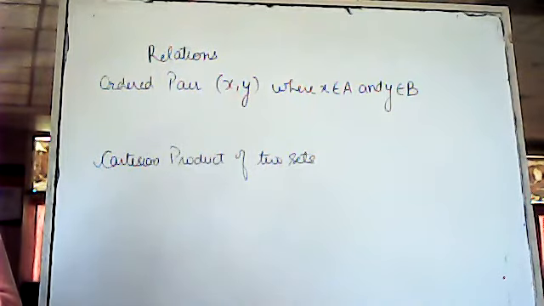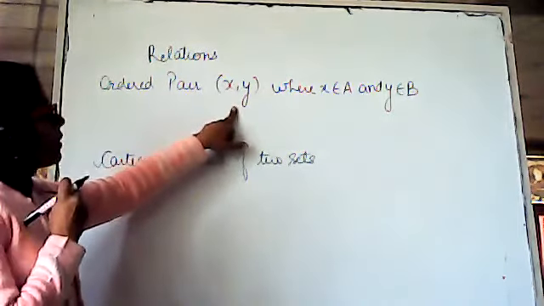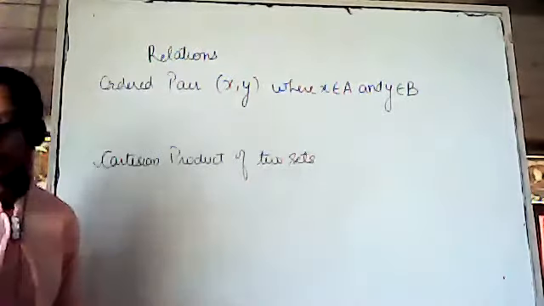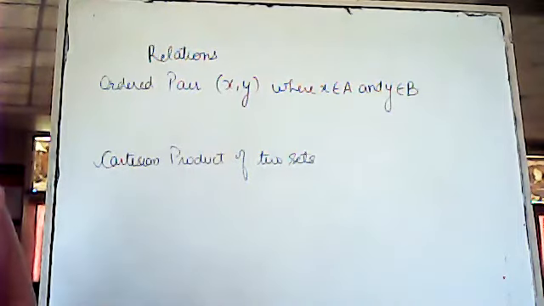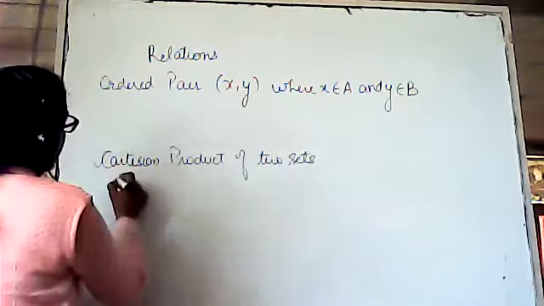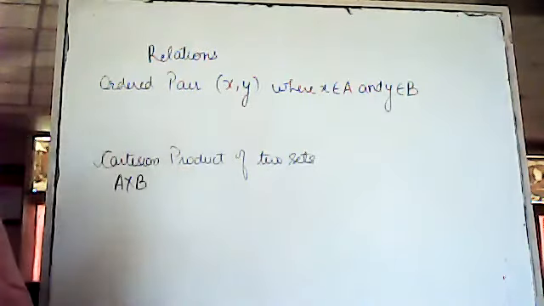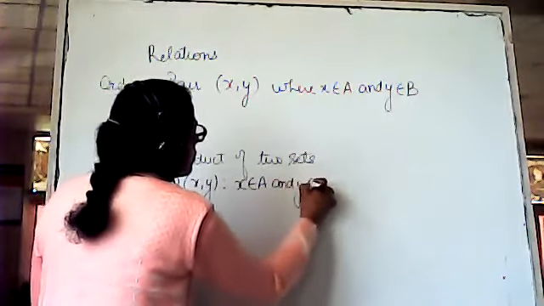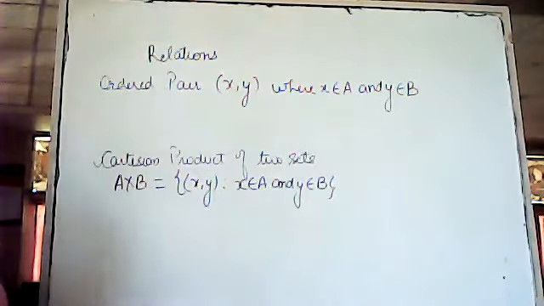is the set of all ordered pairs (X, Y), where X belongs to A and Y belongs to B, and is denoted by A cross B. It is defined as A cross B equals the set of ordered pairs (X, Y) such that X belongs to A and Y belongs to B.